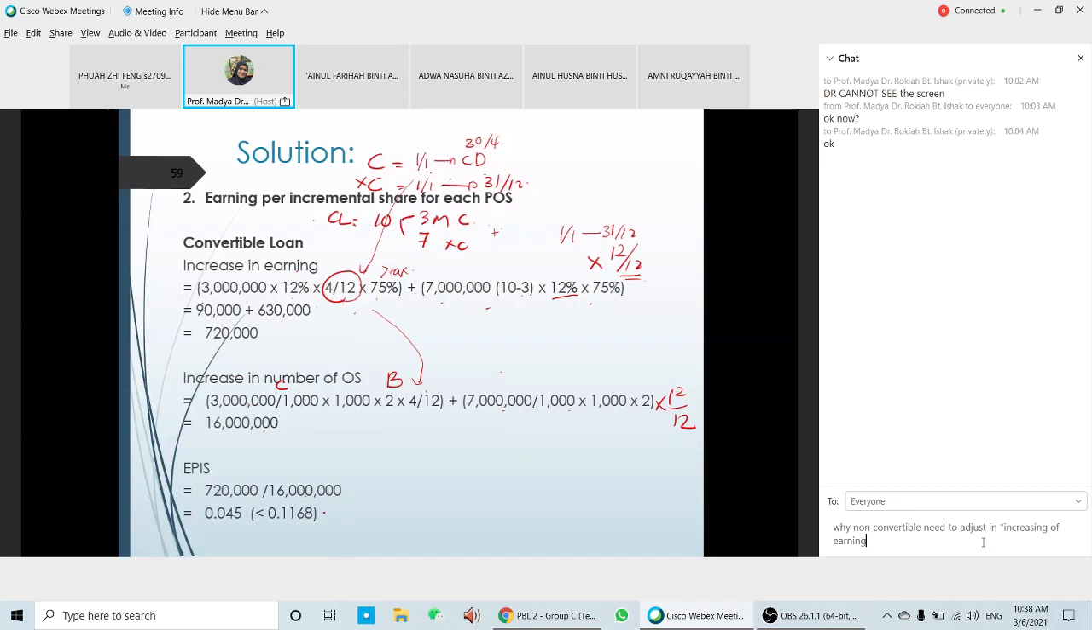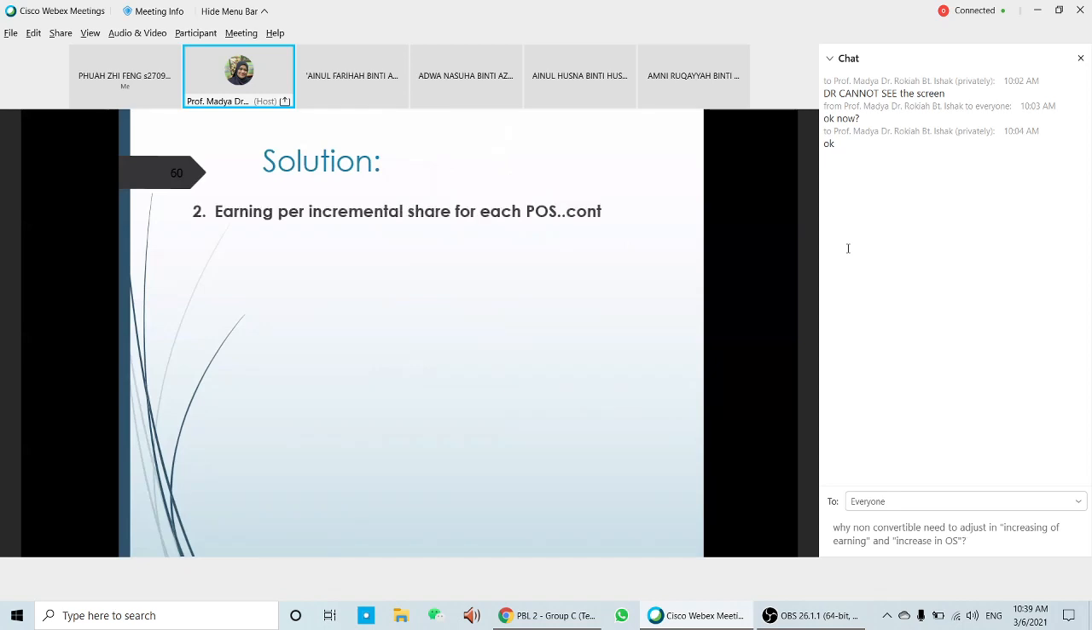Compare with your basic here. So this one is considered as dilutive. So you need to state whether that one is dilutive or anti-dilutive. So when you compare here, it seems that this one becomes dilutive because it's lower than the basic earning per share. Okay, next one we proceed with the convertible preference shares.